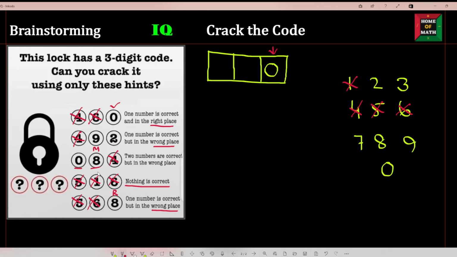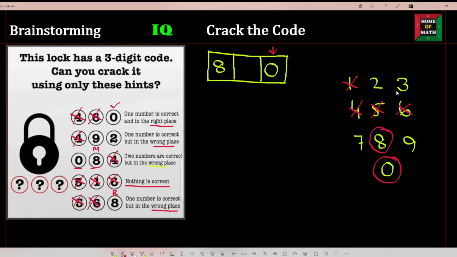So we can write this 8 on the left side, because 8 is a correct number, but the third clue says wrong place and the last clue says wrong place. So the middle position cannot be 8, and the right side also cannot be 8, so it should be on the left side. Okay, so we already get number 8. 0 is correct, 8 is also correct, so you already got 2 numbers.